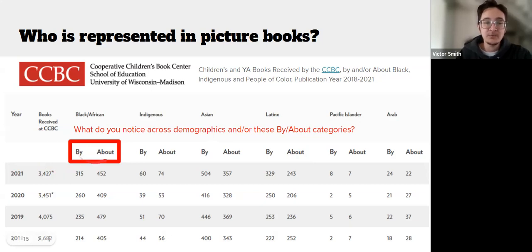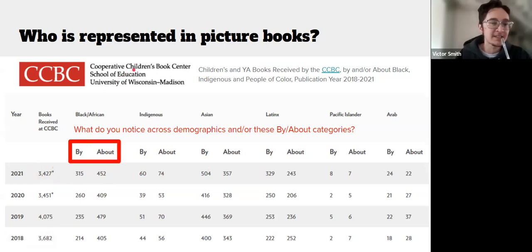And there is a distinction between "by" and "about." To get the number here for the books received, you have to add these numbers together. They're not categories that overlap. Books that are by Black or African authors don't necessarily mean these are books about Black and African people. And when you add them all up together, it won't necessarily make this number.